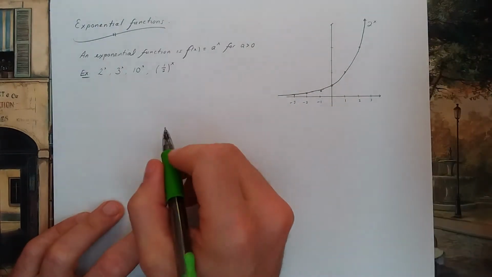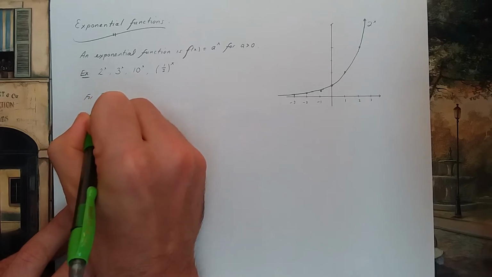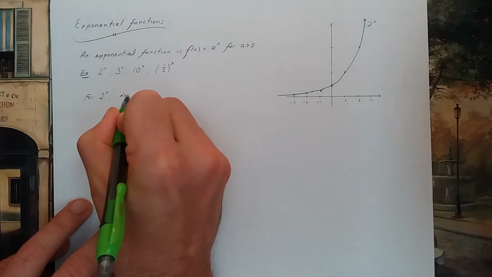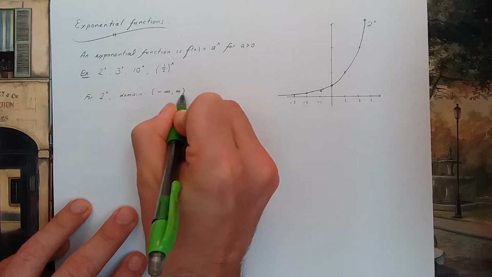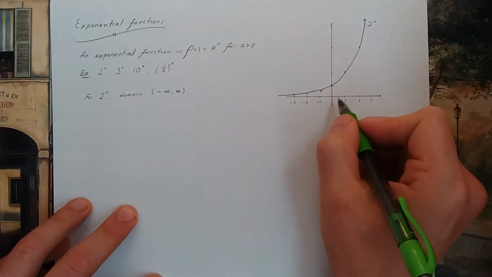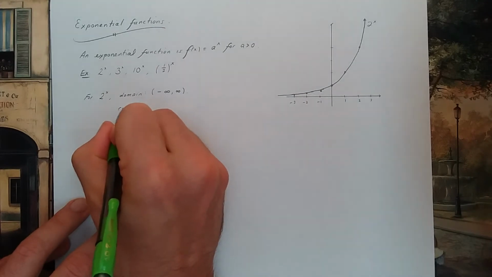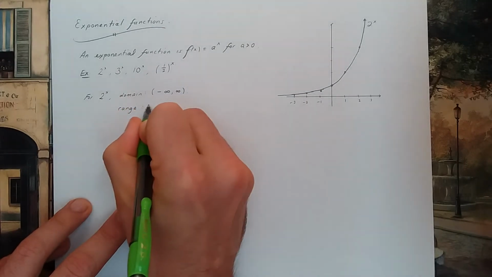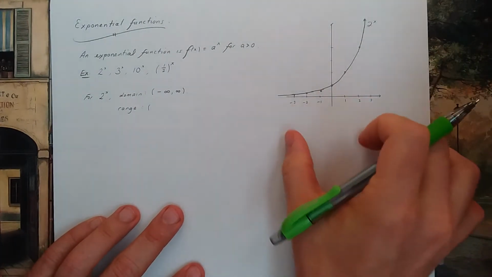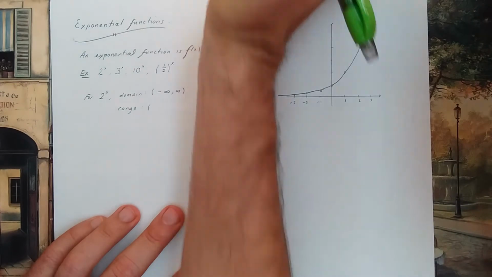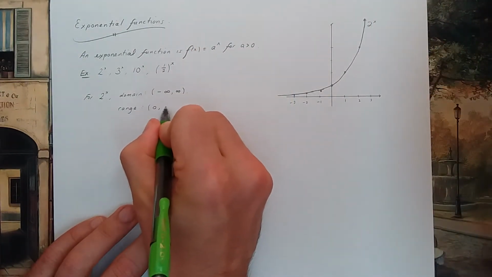What is the domain, range, and so on? So for 2 to the x, the domain is any real number. So I can plug in any real number I'd like in for x. Positive, negative, it doesn't matter. The range, however, what I can get out is only positive. So you'll notice that I don't have any part of the graph below the x-axis. There are no zeros of this function. The range is every positive real number.